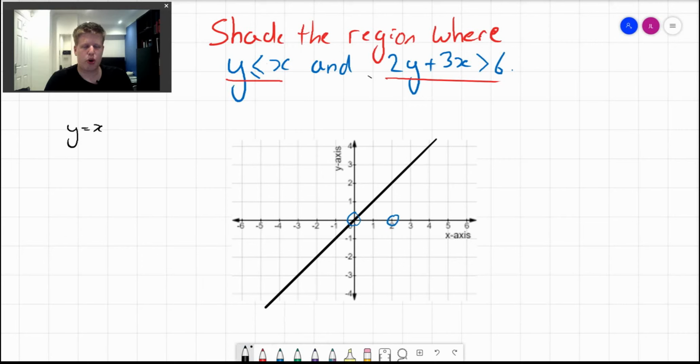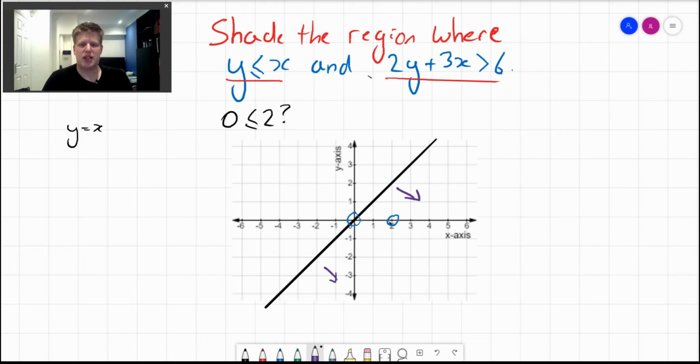So, at the point (2, 0), my question is: is 0, the y-coordinate of that point, less than or equal to 2? Yes, 0 is less than 2, which means that this point lies in our region. So we know that the region we're looking for is the one down on this side of the line. Now I'm not going to shade it, and you're going to see why later.